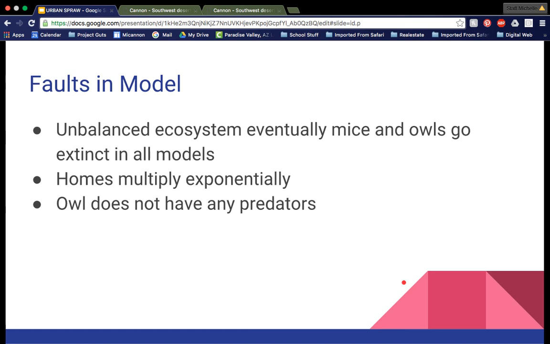You could add some more predators in for the owl. The mice also would adapt and start eating other foods. But on the simplest level, this was the best way for me to look at urban sprawl.